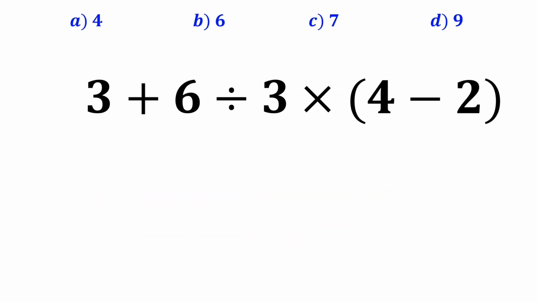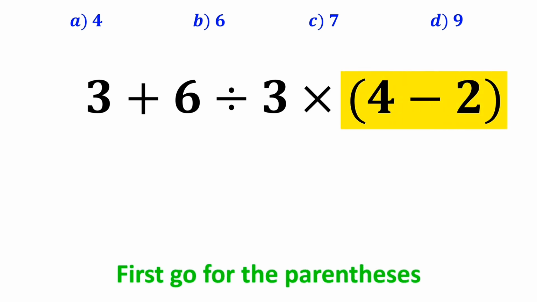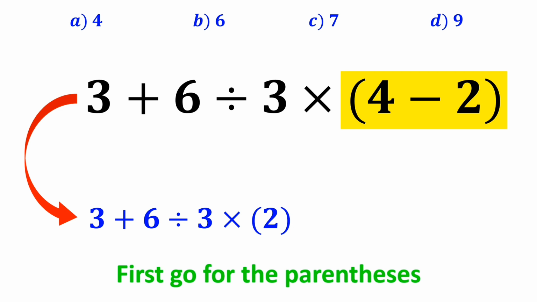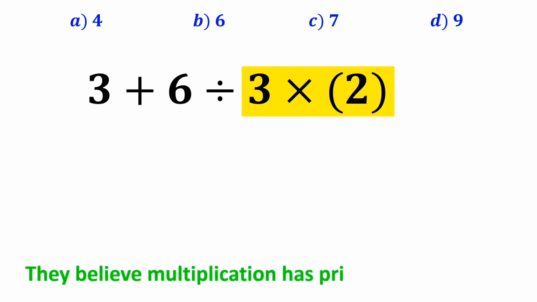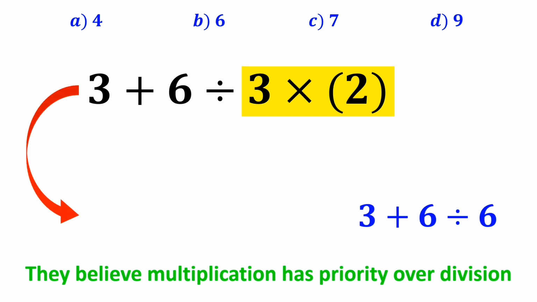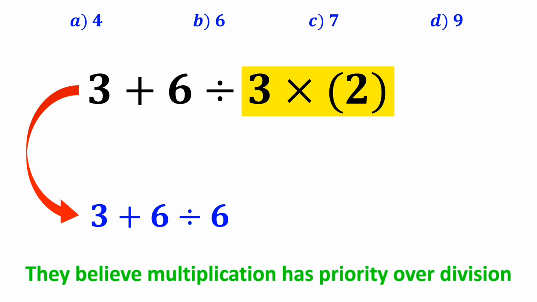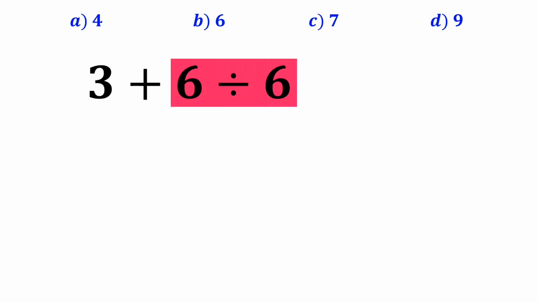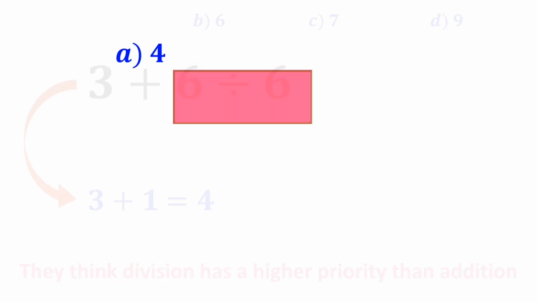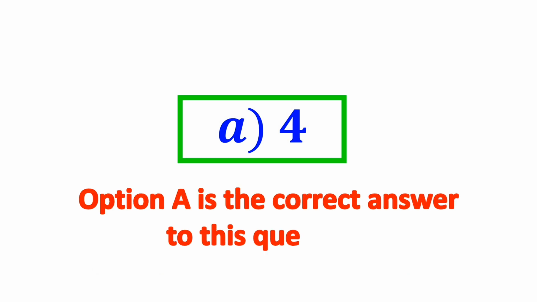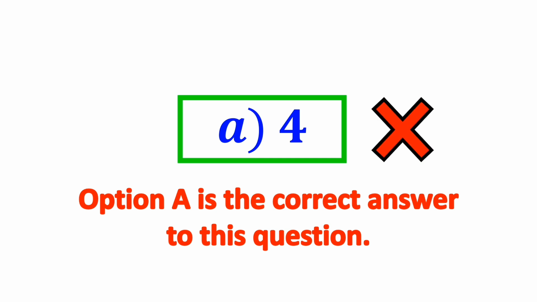Also, some people, when solving this question, first go for the parentheses and write this expression as 3 + 6 ÷ 3 × 2. In the next step, they go for the multiplication between 3 and 2 because they believe multiplication has priority over division. So, this expression simplifies to 3 + 6 ÷ 6. Then, they go for the division between the two 6's because they think division has a higher priority than addition, and write this as 3 + 1, which ultimately gives them the answer 4. And immediately, they conclude that option A is the correct answer. However, it's not the correct answer.